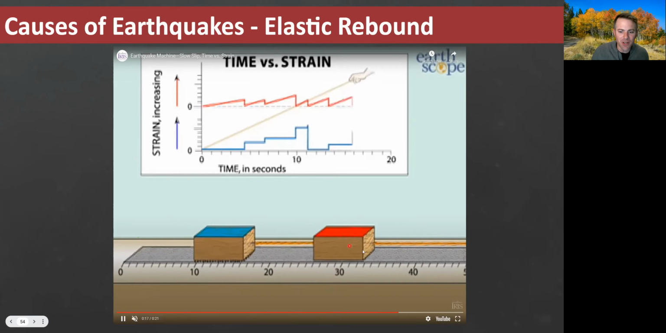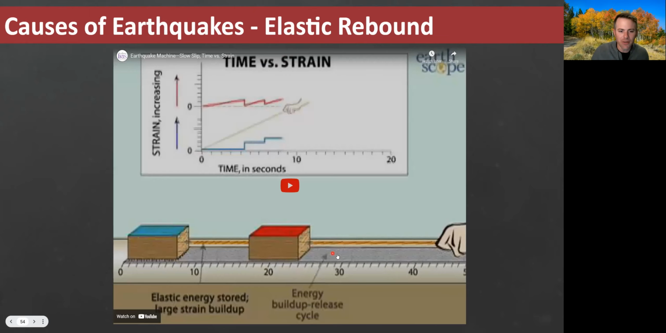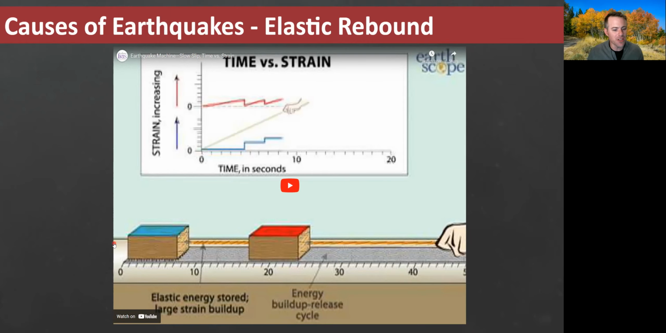And then this one creeps along its way, creeps along its way, and then boom, there it goes, right? So this one probably had less friction than this one. This one had more friction on it, which means it built up more energy over time. And this is how the San Andreas Fault works.